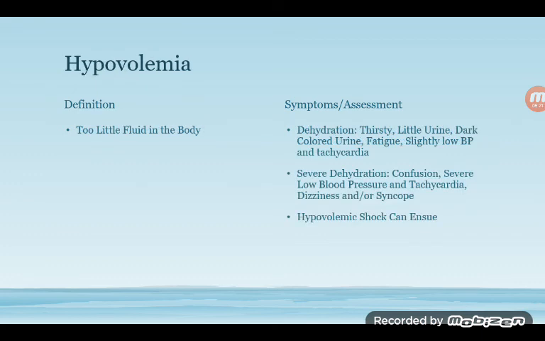Hypovolemia, too little fluid in the blood. Symptoms include dehydration, thirsty, little urine, dark-colored urine, fatigue, slightly low blood pressure, and tachycardia. Sometimes that orthostatic hypotension, severe dehydration, confusion, severe low blood pressure and tachycardia, dizziness and/or syncope. Hypovolemic shock can ensue.